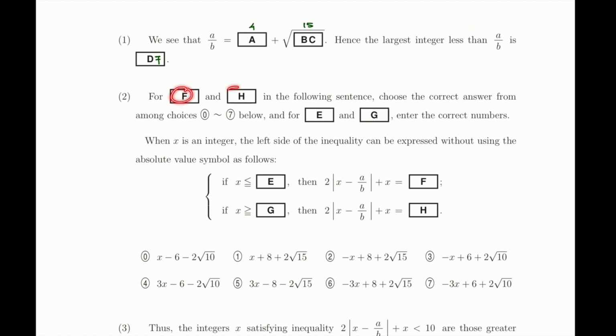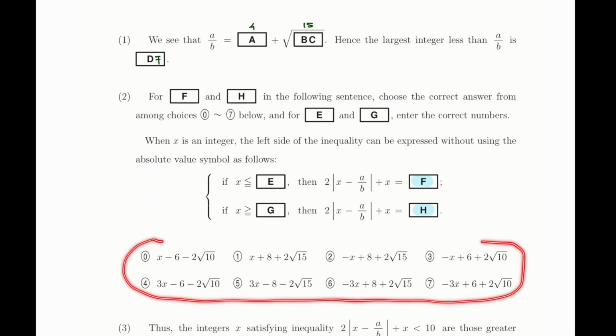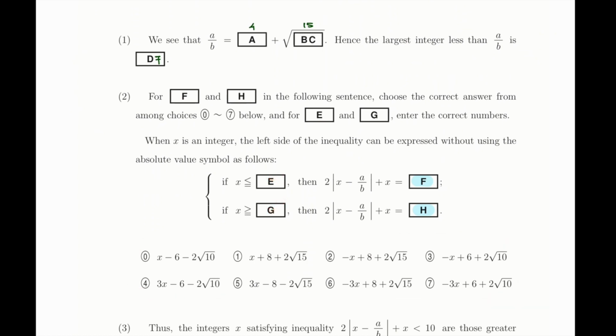For F and H, in the following sentence, choose the correct answer from choices 0 until 7. And then for E and G, enter the correct numbers. So remember, for F and H, we have to choose the correct answer. But for E and G, we have to write down the correct numbers.